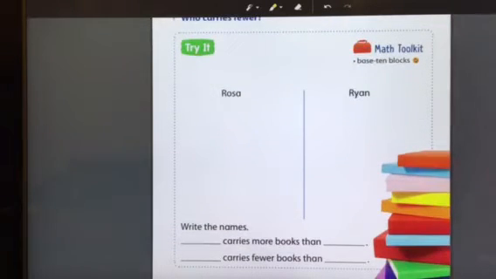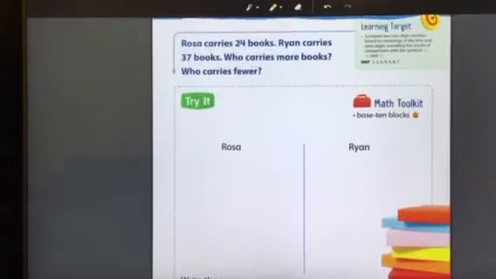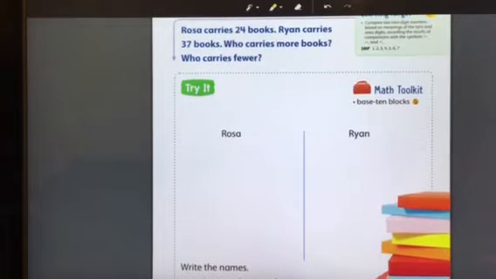As I look down here, I see Rosa and I see Ryan's name. I know that I'm going to have to draw what Rosa has here and what Ryan has here. Then down here, I'm going to have to write the names to compare the two amounts of books. So I'm going to read it again. Rosa carries 24 books. Ryan carries 37 books. Who carries more books? Who carries fewer? Now we read it a third time. Remember, we always read our problems 3 times. On the third time, we start to draw to go along with the problem.